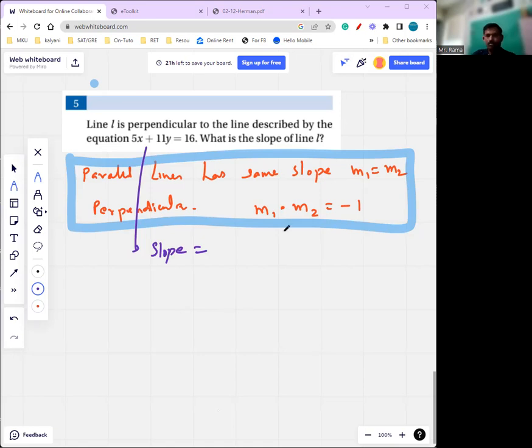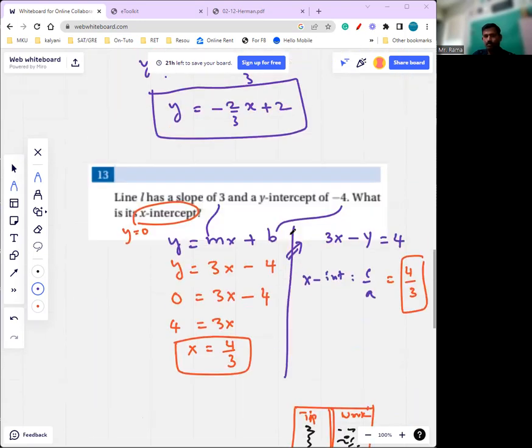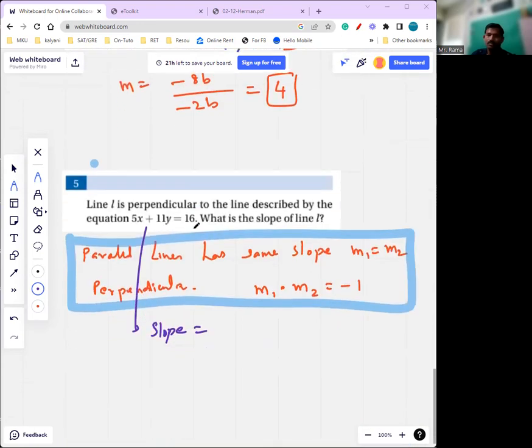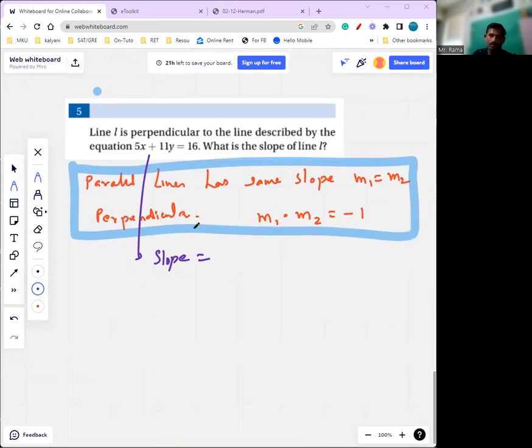Now, the slope is basically, if I go back to my rules, shortcuts, slope says negative A over B. Slope is negative A over B. So if I can say the slope is negative 5 over... the slope of this line L, slope of line L. Line L, okay?